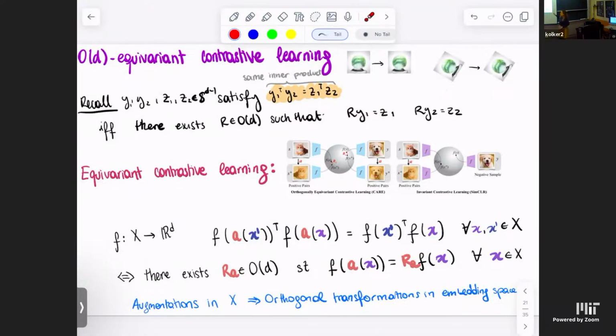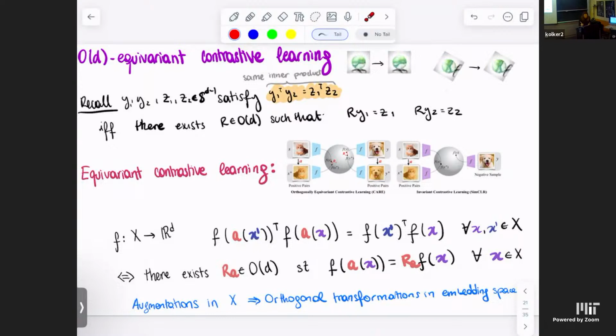So the idea is that you have a function such that if you have two pairs of points on the sphere, you know that the first pair of points has the same inner product as the second pair of points if and only if there exists an orthogonal transformation that sends the first point here to the first point here and the second point here to the second point here. And so you can use that to define a loss function that is going to be 0 if and only if this is equivariant with respect to orthogonal transformations.